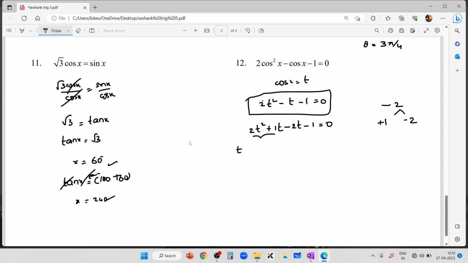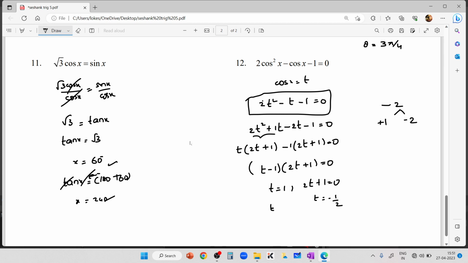So from the first two terms you can take t as common, that will become 2t plus 1. From the second two terms you can take 1 as common, 2t plus 1. So that means t minus 1 into 2t plus 1 is equal to 0. That means either t is equal to 1 or 2t plus 1 is equal to 0. That means t is equal to minus 1 by 2 or t is equal to 1.